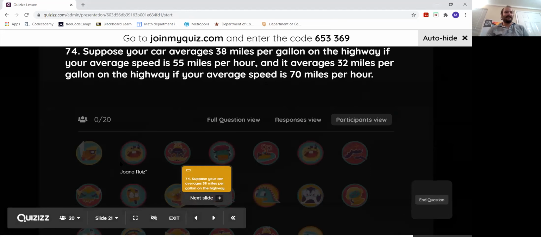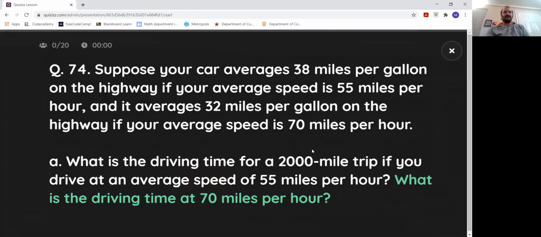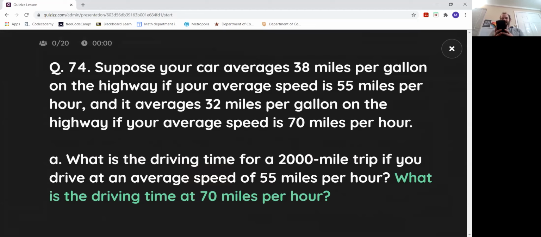Now we're answering the other part of that question, which says, what if we drive 70 miles per hour?